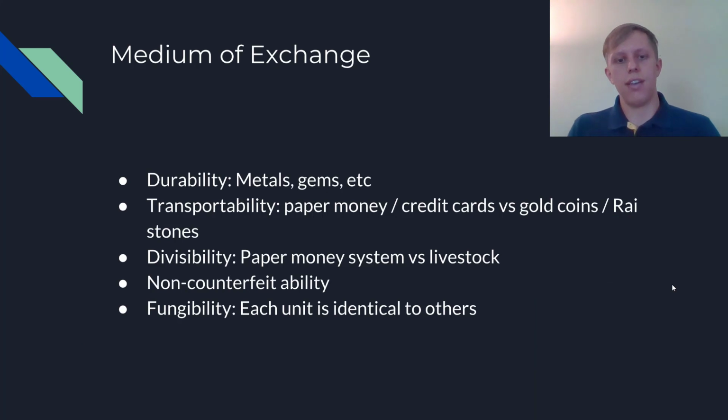Divisibility. In the paper money system, you have a $100 bill, 50, 20, 10, 5, 1, and then cents. Whereas in a lot of third world countries where you have farmers, you just have livestock, pigs, cows, goats.